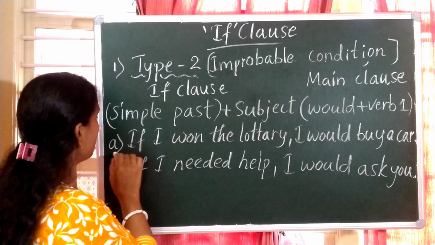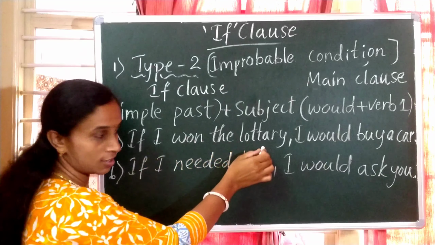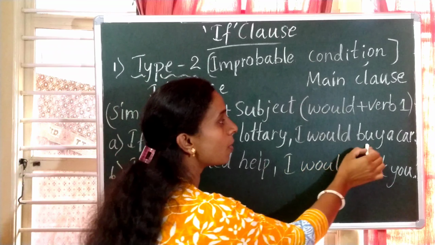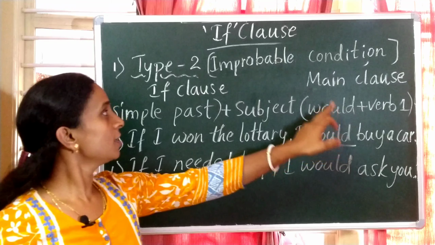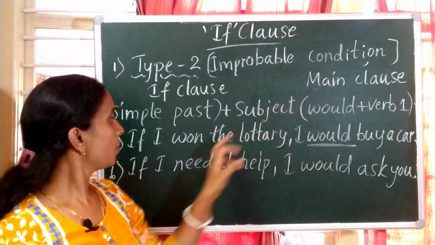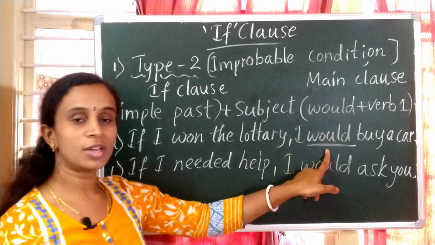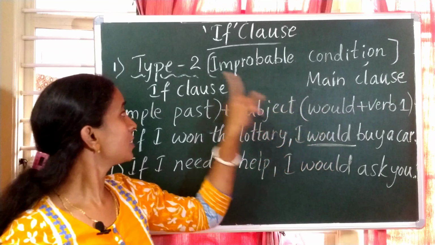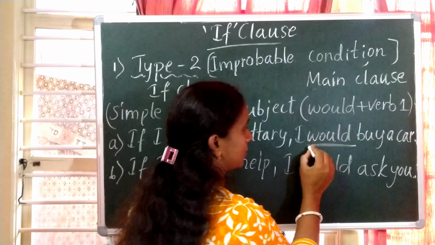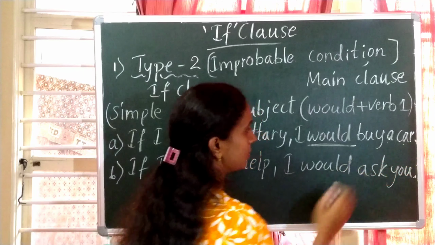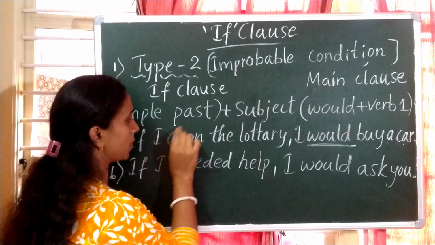For example, if I won the lottery, I would buy a car. Here the if clause is in past tense, so in the main clause we should use would. That is the type 2 if clause. I would buy a car. When the if clause is in past tense, we use would.